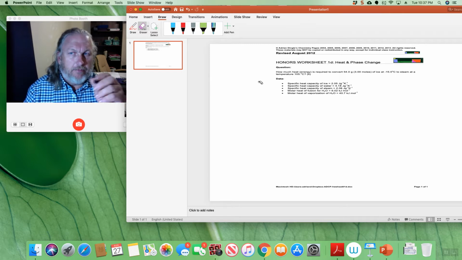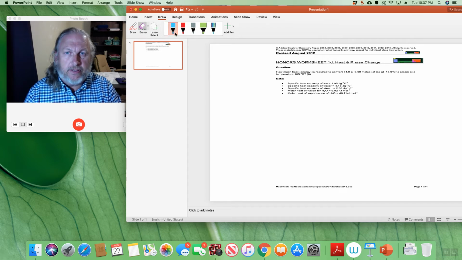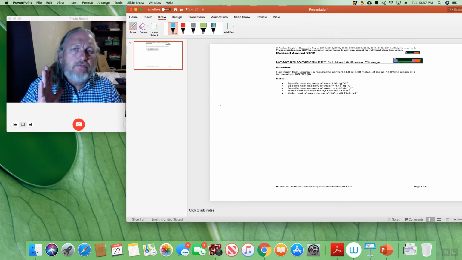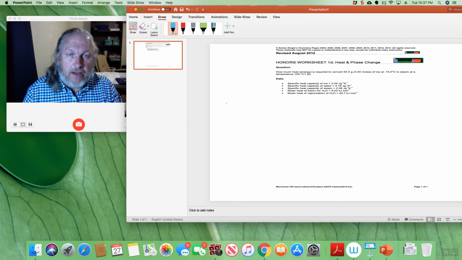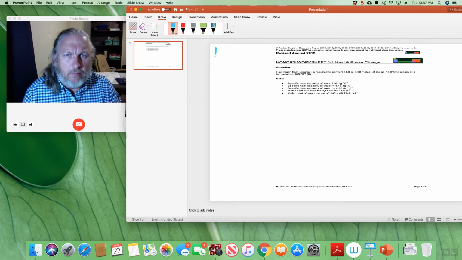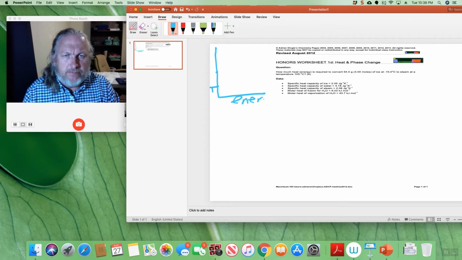So if you look right here, I got real fancy, I've got my little Snagit thing here. Let's go up here and choose a pen. Let's use that one. First of all, I'm going to draw a phase change diagram so I can understand what's going on. I've got a y-axis and an x-axis. This is going to be temperature, and this is going to be energy. Here we're adding energy into the system.